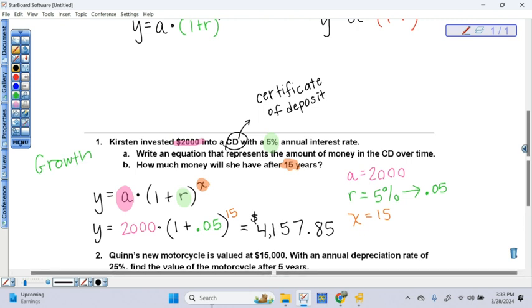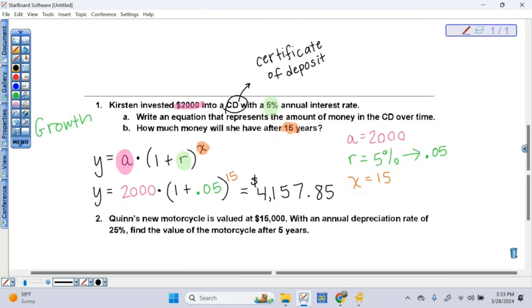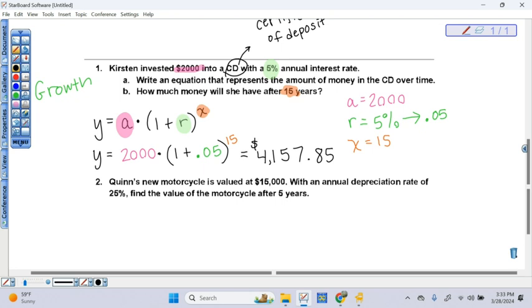Very good. So again, she put in $2,000. If you just left that in your piggy bank, 15 years later it'd be $2,000. But if we put it in a CD, it's going to double, right? It's pretty nice. Okay, and now we have Quinn and her motorcycle. Her motorcycle is valued at $15,000, with an annual depreciation rate of 25%. Find the value of the motorcycle after 5 years.